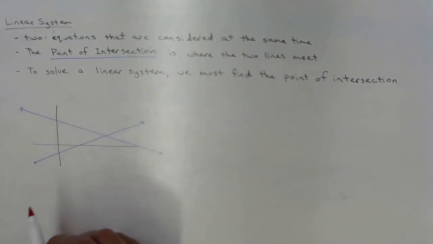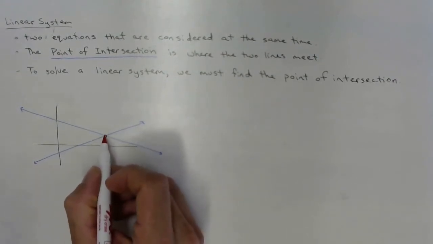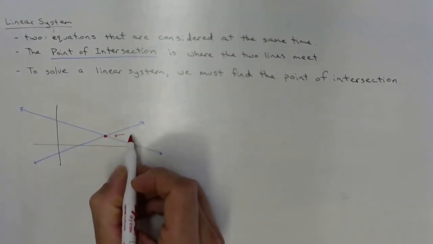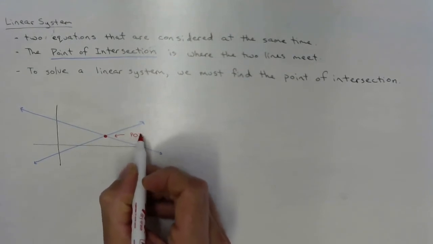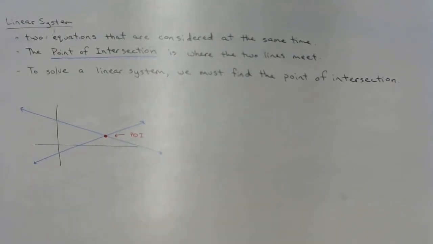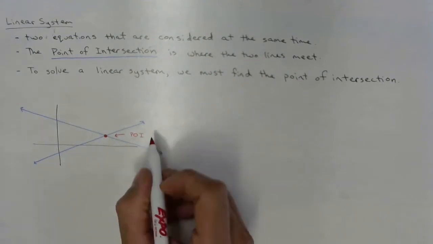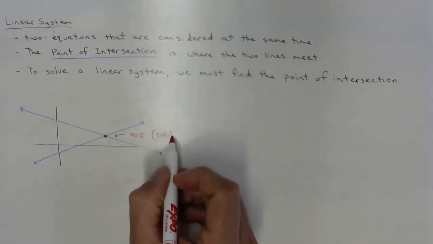You graph each line and you see on the graph where they intersect. But in the next few days we're going to learn more exact algebraic ways of doing that. But basically, if you find this point right there, you have the POI, point of intersection. Okay? And that is then the solution.